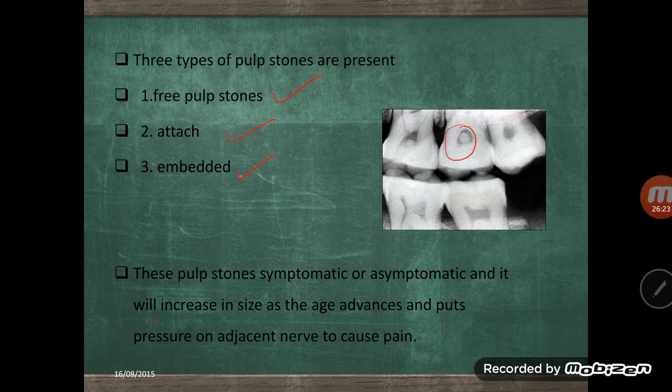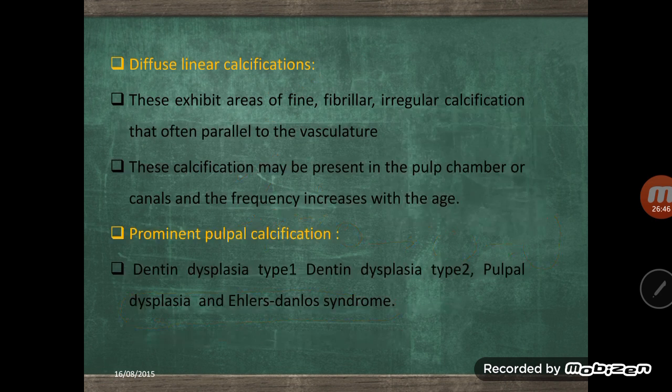This is a very important point. The size of pulp stones increases because the pulp stones initially start as thin, small nubs on which there will be deposition of calcium, and they grow in size. As age increases, they go on increasing in size. Next is diffuse linear calcifications. These are not much important, but make a note.